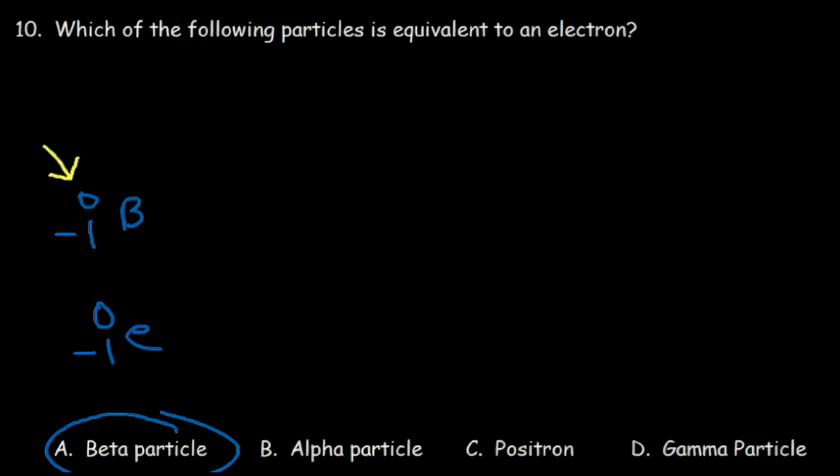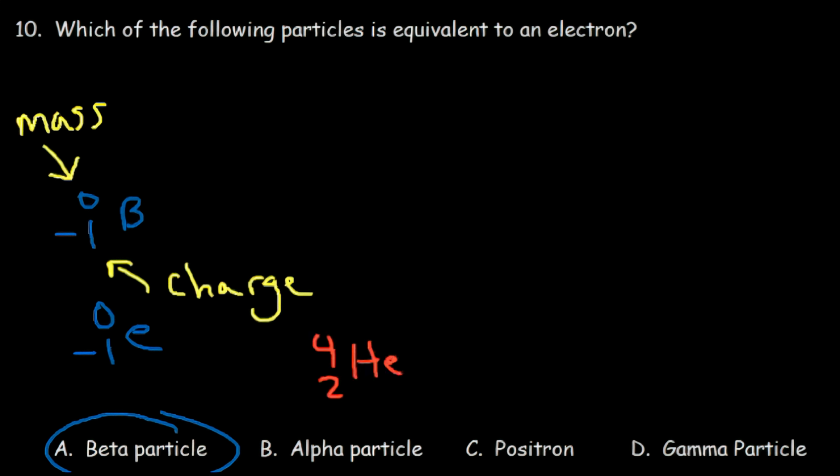So the top number for nuclear chemistry is the mass number, and the bottom number is the charge. An alpha particle can be written as 4, 2 with a helium nucleus. You can also write 4, 2 with an alpha symbol. So an alpha particle has a mass of 4 and a charge of 2.